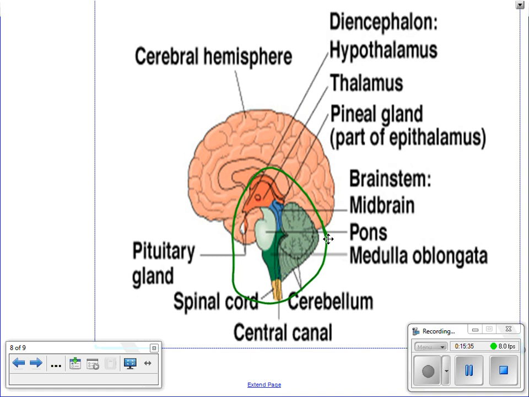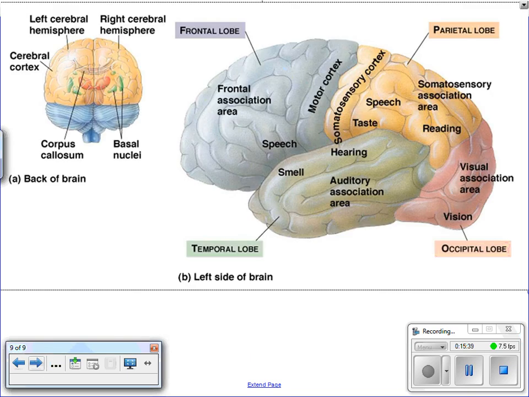The cerebral part of your brain, which is closer to the top and encompasses all of the brain on the outside, is really going to be sensing a lot of things like smell and speech and hearing, and it's going to be where you manage learning and things like that.